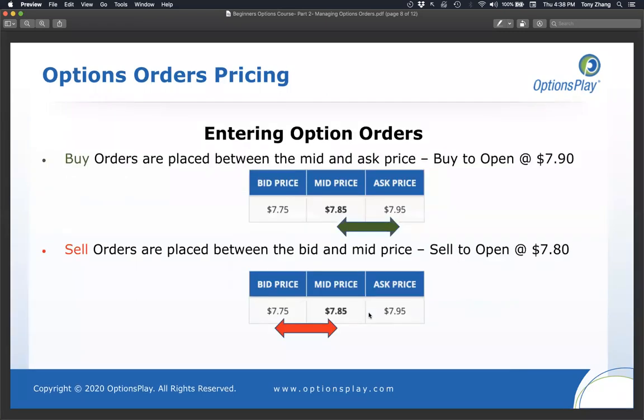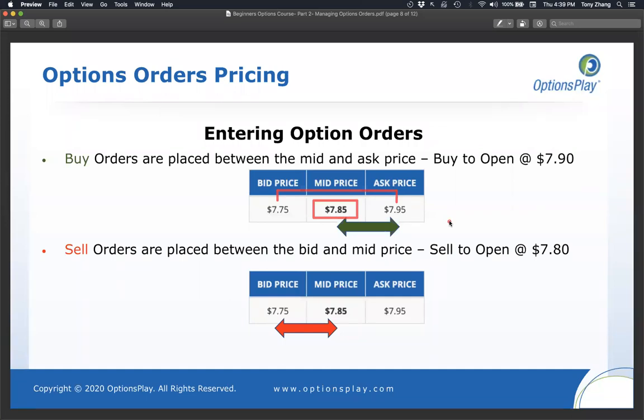Perfect. Okay, so now let's take a look at an exercise of entering an options order, right? Before, I gave you this example of an option that was trading around 7.75 by 7.95, so about a 20-cent spread. Now, let's say I'm trying to buy this option. If the theoretical value of an option is $7.85 and you want to buy it, you would have to pay a premium on top of that in order to buy it.